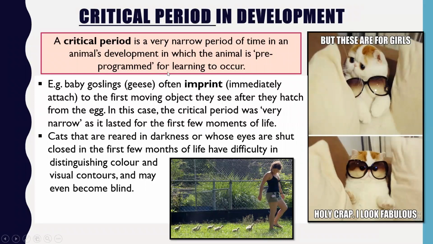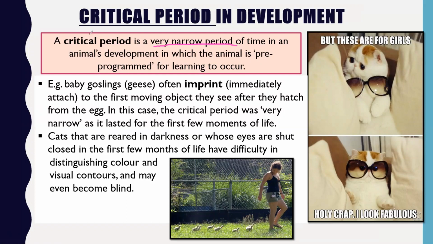The critical period of development is basically a very narrow period in time. So remember, we said the critical period is different from the sensitive period because the critical period is very narrow. It's not a period of years that we're talking about here. It's a period of maybe a few minutes or maybe 1 hour, okay? Very small, very narrow period of time.